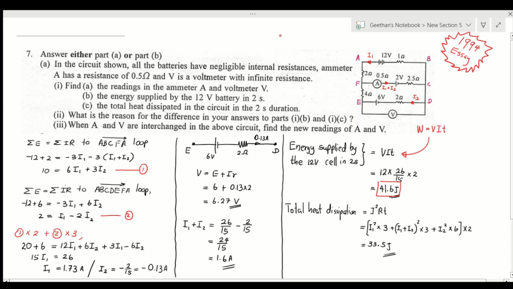Then in part C they also ask for the total heat dissipated in the circuit in the same 2-second duration. In order to find the total heat dissipated, we have to consider the resistances: 1 ohm here, 2 ohm here, 2.5, 0.5, 2 and 4. So we have to apply the equation P equals I squared R, and multiply that by t.